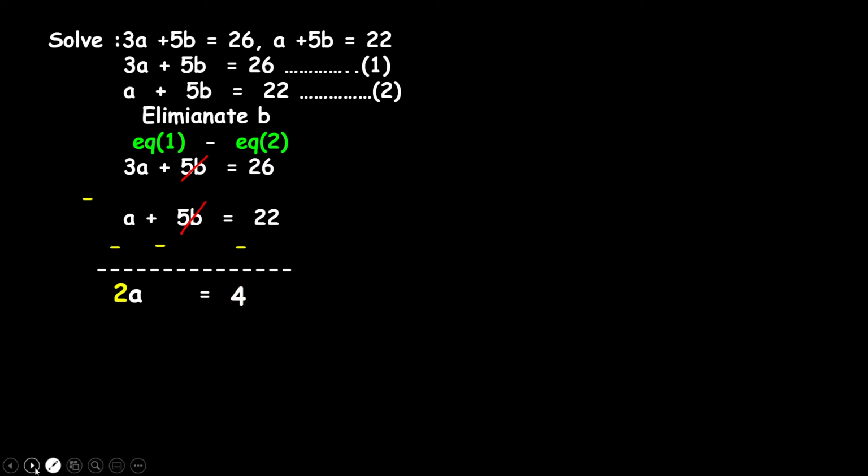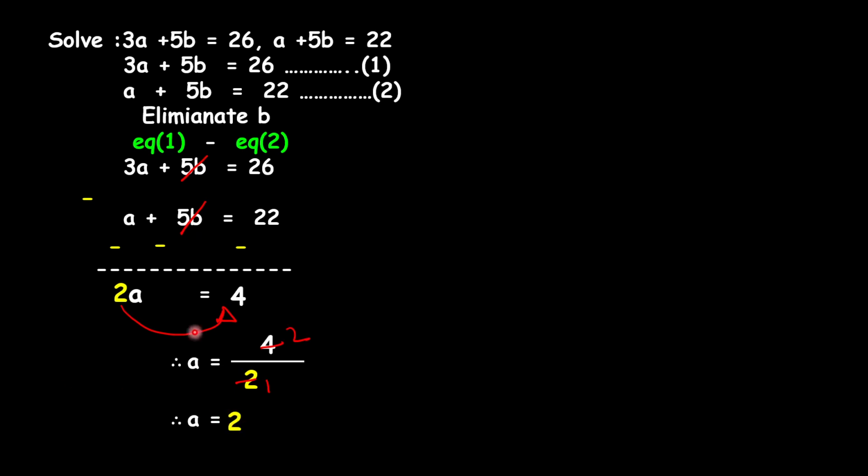Now to find the value of a, we have to transfer this 2 to the RHS. Multiply by 2 becomes divide by 2. Therefore dividing by 2 we will get how much? 2 ones are 2, 2 twos are 4. Therefore a = 2.